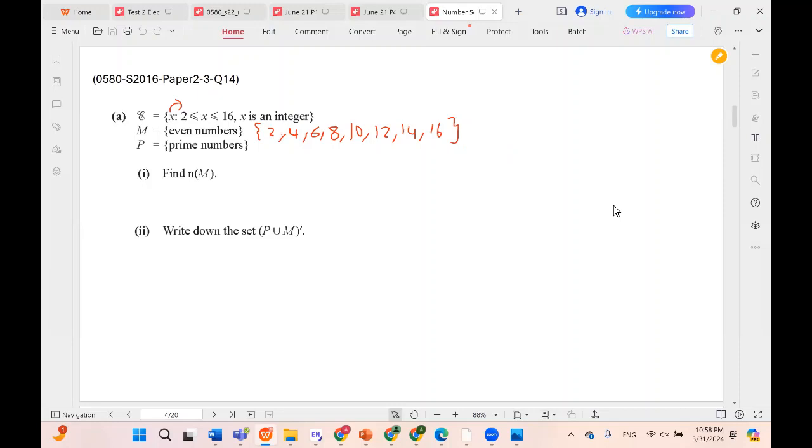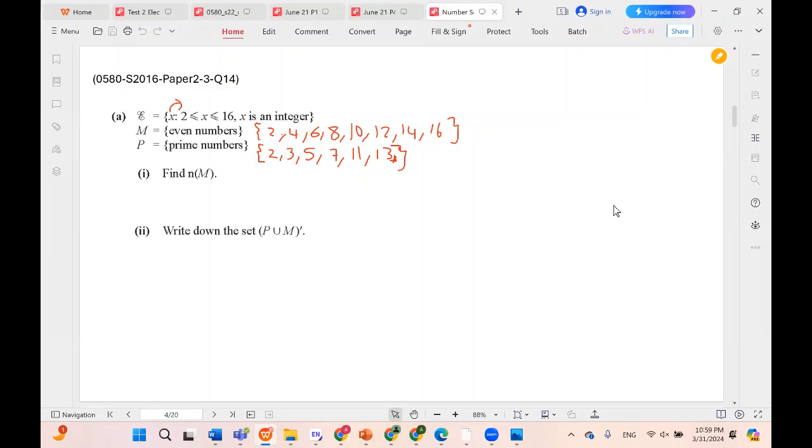And then P is the set of prime numbers. So 1 is not a prime number, you should know that. 2 is a prime number, 3 is a prime number. 4 is not a prime number because it's divisible by 2. Now we have 5. We cannot use 6. We can use 7. We cannot use 8 because 8 is divisible by 2. We cannot use 9 because it's divisible by 3. 10 is divisible by 2. Any number that is divisible by any other number is not prime. 11 would be a prime number, 13 would be a prime number, and that's it for the set. 14, 15, and 16 are definitely not prime numbers.